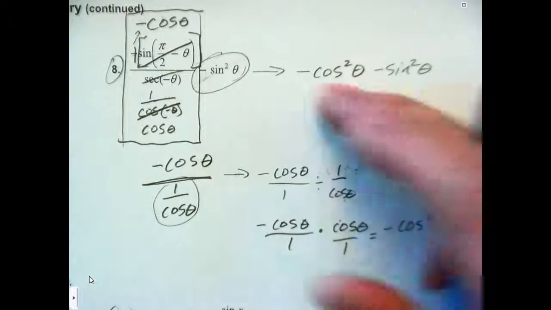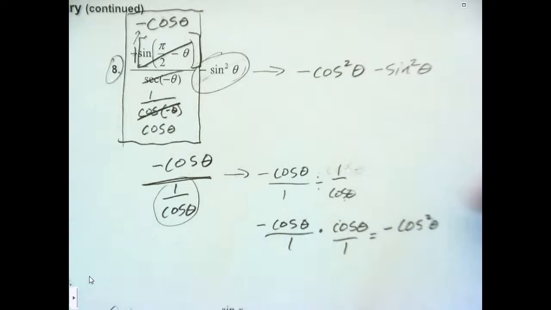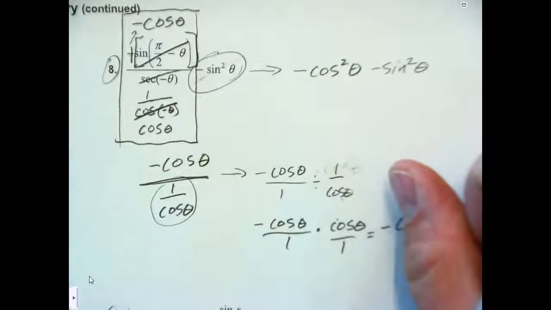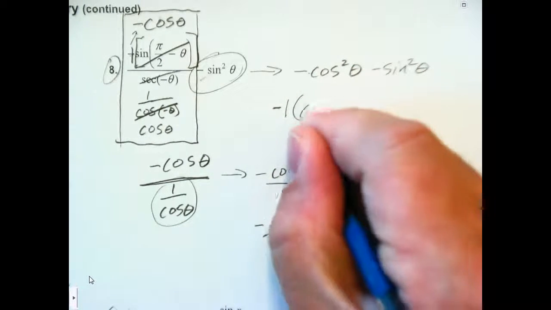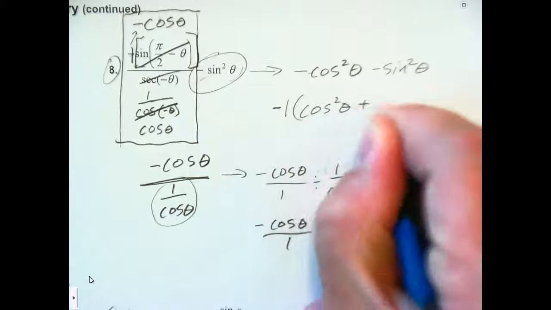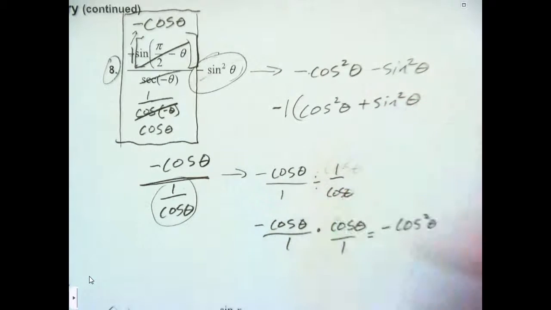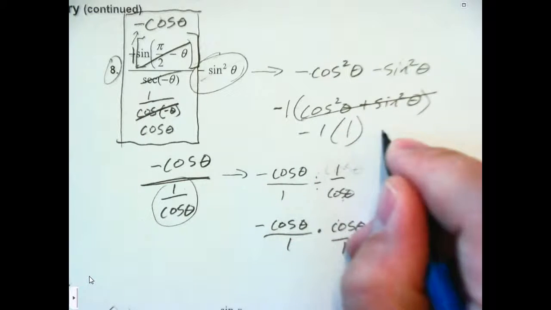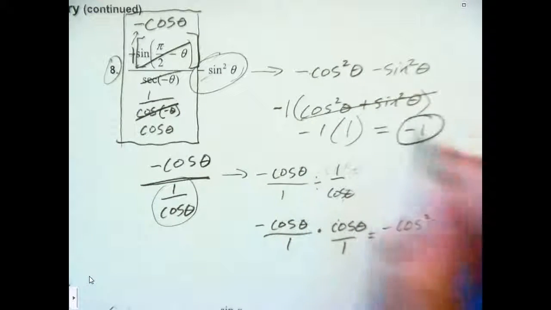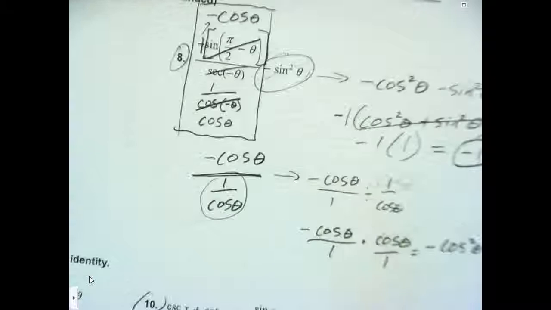Well, that's a cos squared and a sine squared. If we were adding them, that'd be nice. We could take out a negative 1. So factor out a negative 1 there, and we're left with cos squared theta plus sine squared theta. That's good, because cos squared theta plus sine squared theta is 1. So I now have 1 times negative 1, which is negative 1. That's my answer. All that equals negative 1.